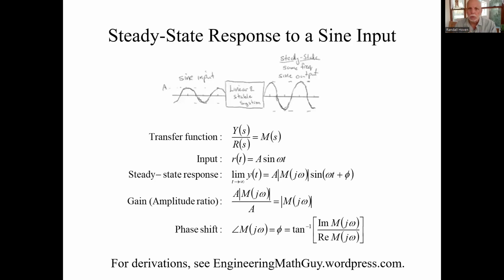Up to now in this course, we've been analyzing control systems in the time domain. Now we're going to start analyzing in the frequency domain. Briefly, why would you even want to do that?